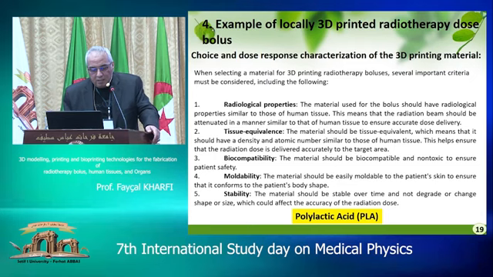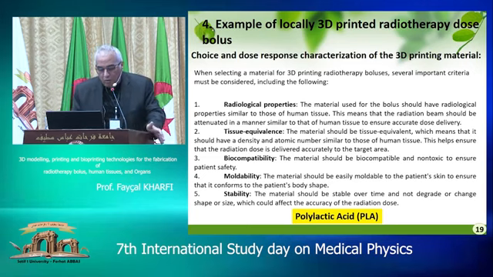I told you that the clinician must select the material to be used for the fabrication of the bolus. Here, this step requires characterization of the material. This step was done in the framework of our project. So here it is important, if you want to use a new material to fabricate a bolus, to characterize this material in terms of radiological property, in terms of tissue equivalence, in terms of biocompatibility, in terms also of moldability, and in terms of stability.